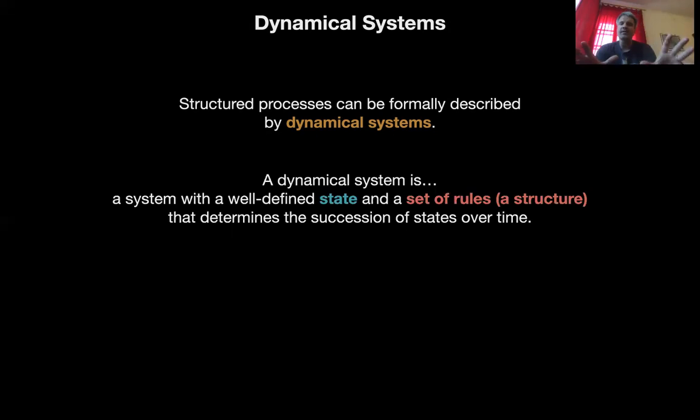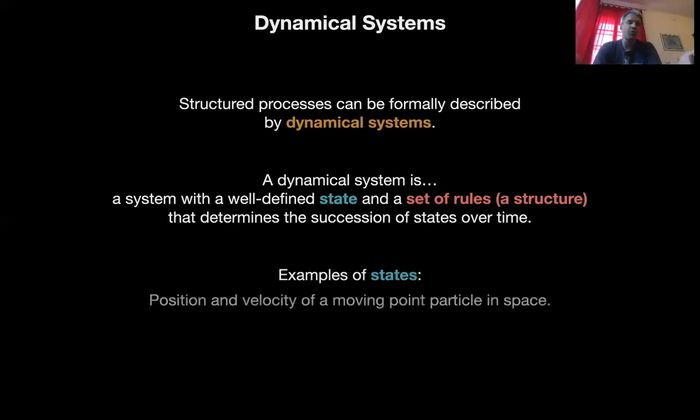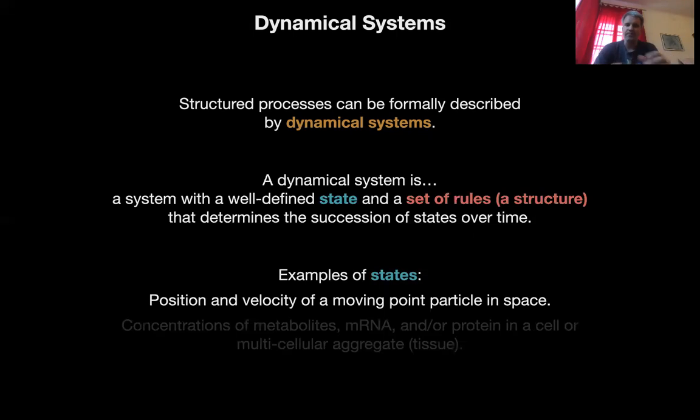How you formalize it mathematically can differ. We'll get to that at the end of the lecture. But those are the basic ingredients. Examples of states could be, classically, position and velocity of a moving point particle in space. We'll get back to that in a minute. But historically, this is how dynamical systems theory started, by creating models of the movement of objects, planets, and moons in the solar system in space.